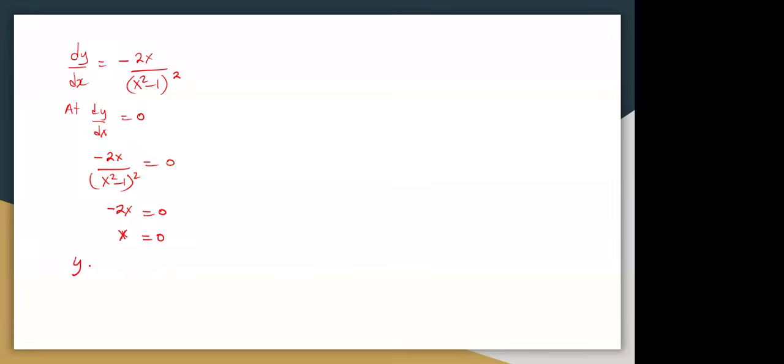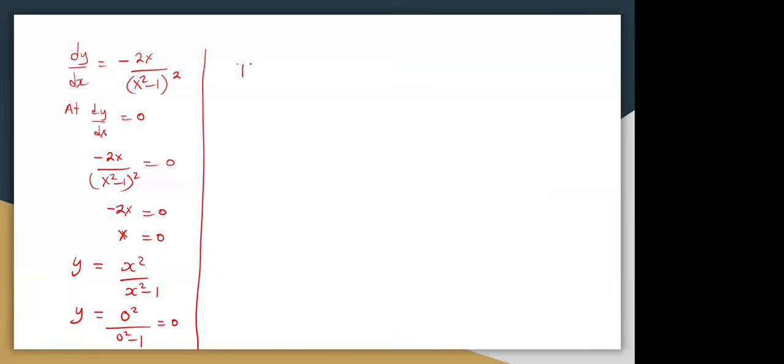Then we go back. Remember, we want a coordinate, a turning point. We had y equals x squared out of x squared minus 1. So when you substitute in x is equal to 0, our y will be 0 squared out of 0 squared minus 1, and therefore we end up with a 0. So that means that your turning point for this particular curve is 0, 0.